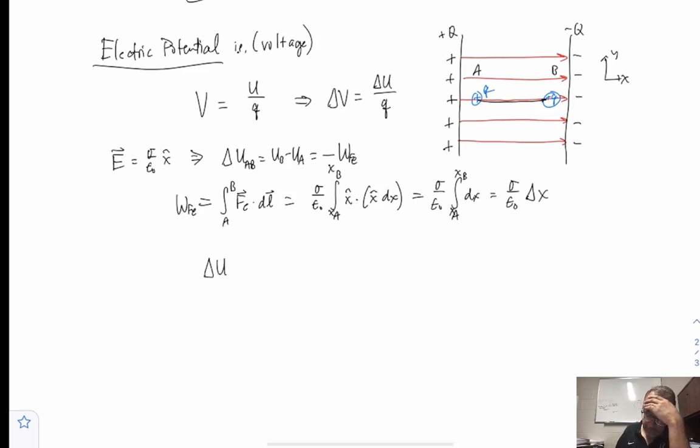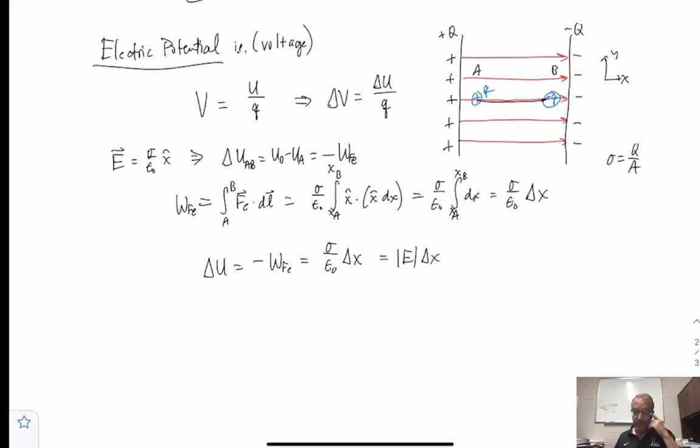So the change in potential energy would be the negative of the work done by the electric force in moving from A to B, which would be sigma over epsilon naught delta x. Remember, the sigma here is the surface charge density of the plates of this parallel plate capacitor. I could write it as Q over A. For now, I'm just going to leave it like that. And in fact, if you wanted to leave it really general, you could make it like this. It's the magnitude of the electric field times delta x. So this tells you some stuff.